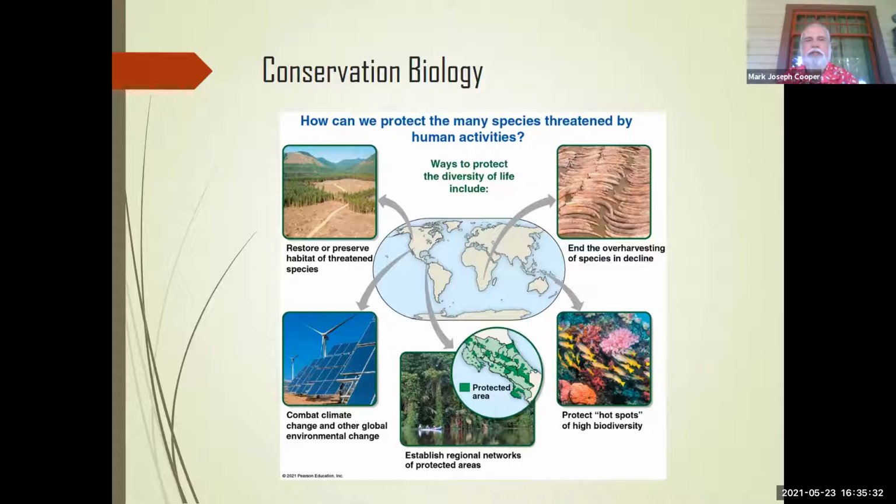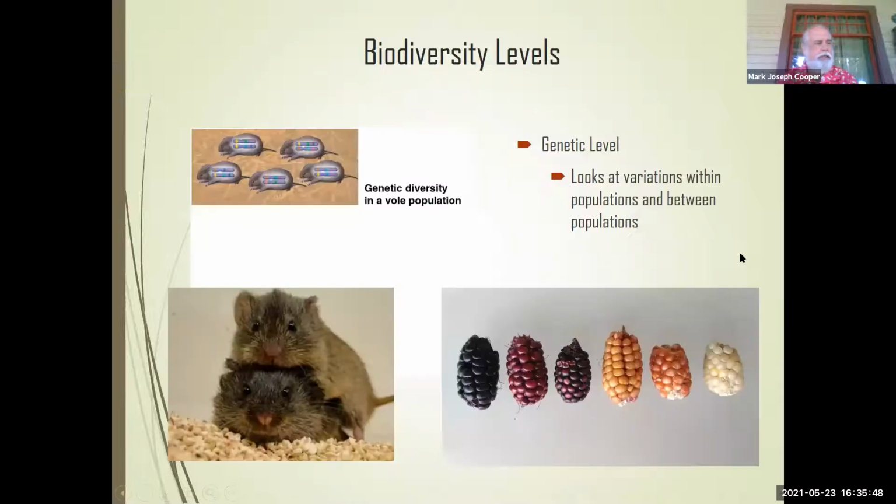do we, as conservation biologists, look even at an area? How do you look at an ecosystem or a biome and decide what needs to be saved? So we want to look at all those different ideas. So what we're going to do is start by looking at biodiversity levels. And so there are three different levels that you could choose to look at.